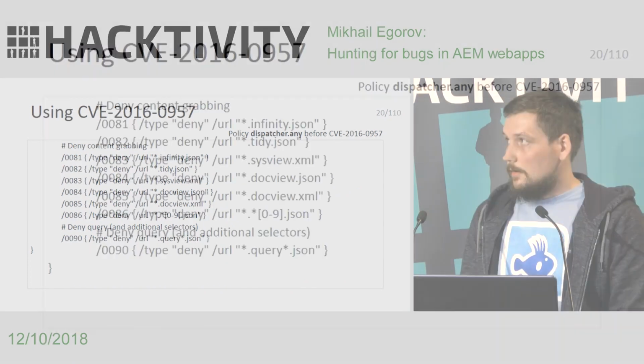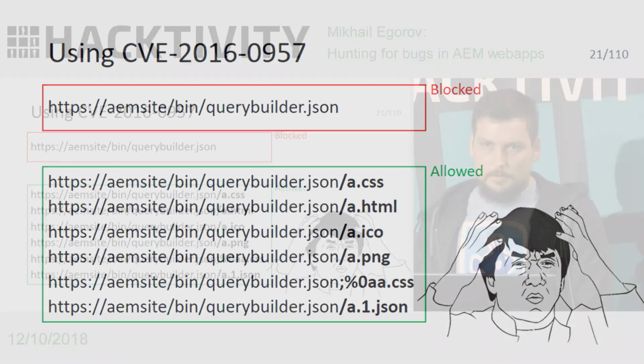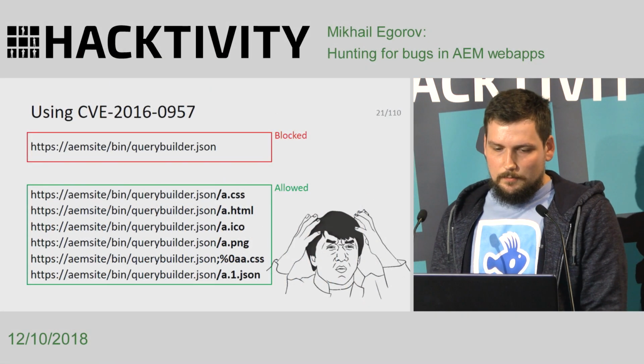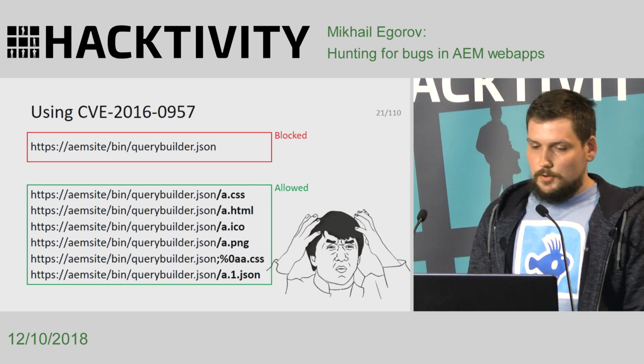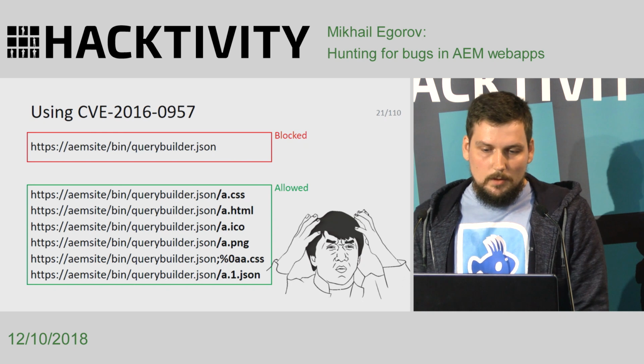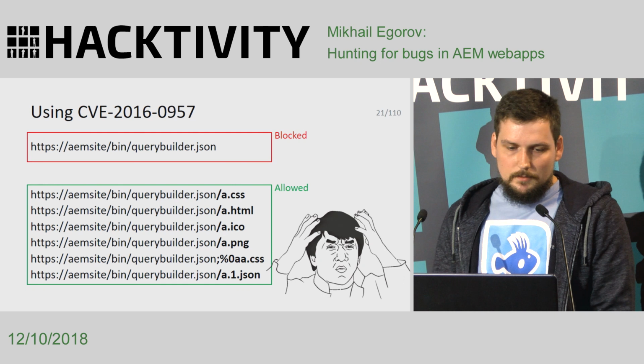Here we can see the remaining rules of the policy. And so here is the bypass. It's stupidly simple, I should say. If we try to access the QueryBuilder JSON servlet on route /bin/querybuilder.json, our request will be blocked by the dispatcher. But if we add /a.css or /a.html to the end of the URL, we can access the QueryBuilder JSON servlet without problems. And what the hell?